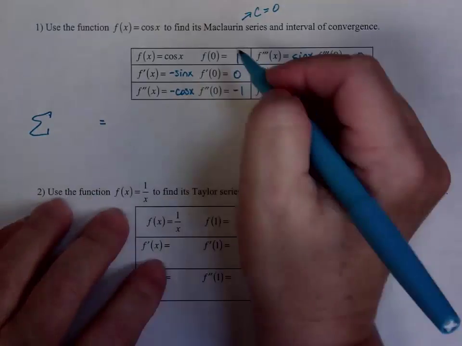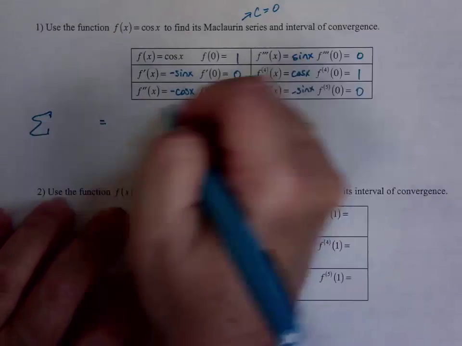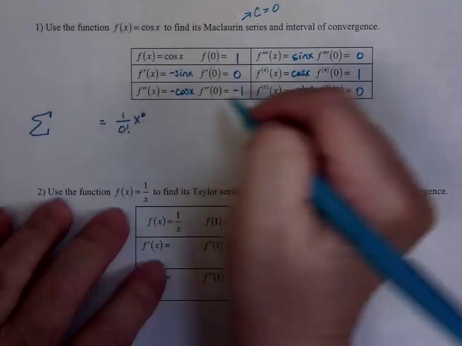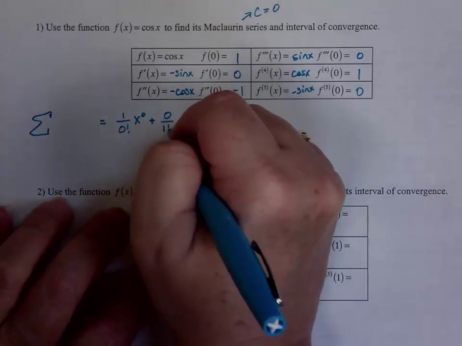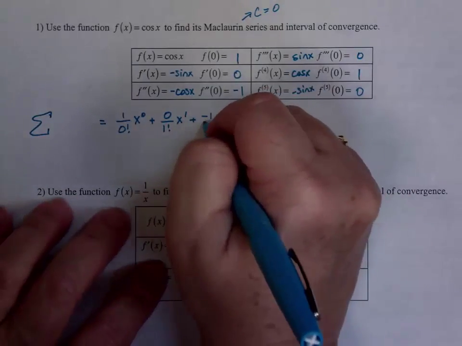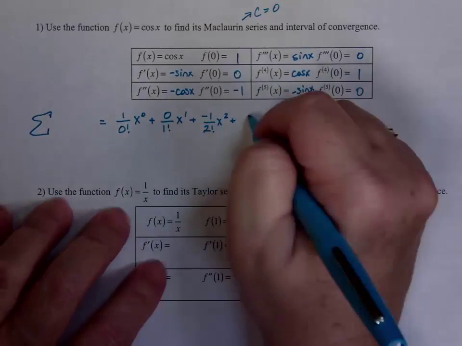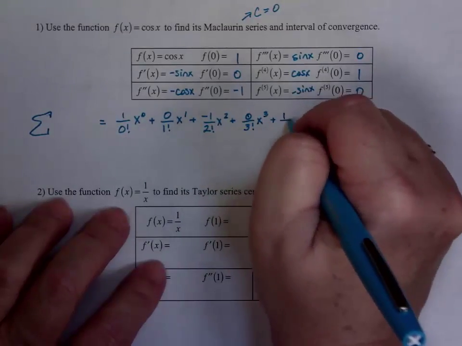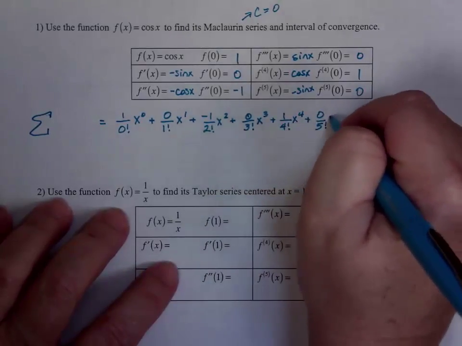Okay, remember that these numbers we just generated are our numerators. So it's going to be first a 1 over 0 factorial x to the 0 plus 0 over 1 factorial x to the first, and just continue the pattern. And then negative 1 over 2 factorial x squared, 0 over 3 factorial x to the third, 1 over 4 factorial x to the fourth, 0 over 5 factorial x to the fifth.